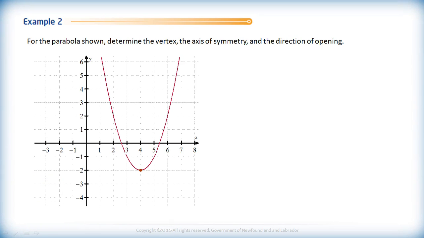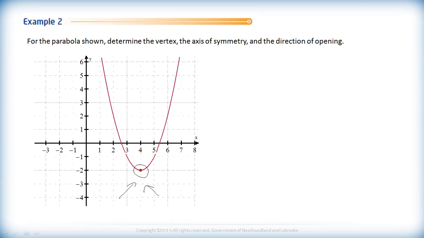So first of all, the vertex. You have to remember the vertex is the point that's either at the very top or the very bottom of your graph of your parabola. And in this case, it's right down here at the very bottom. And so the vertex is, we sometimes call it a maximum or a minimum value on the graph. In this case, it's a minimum because it's at the bottom.